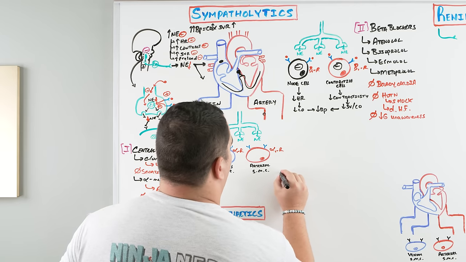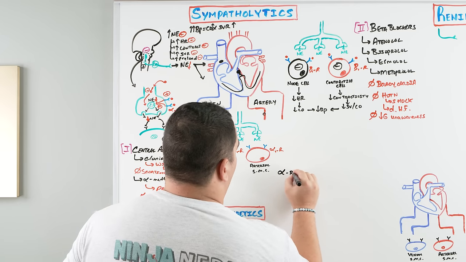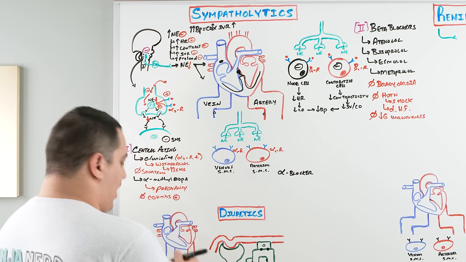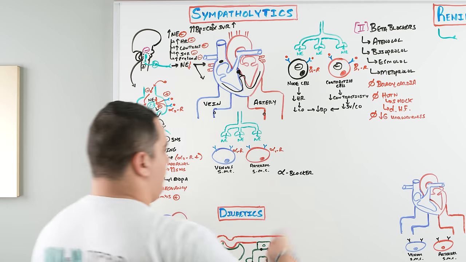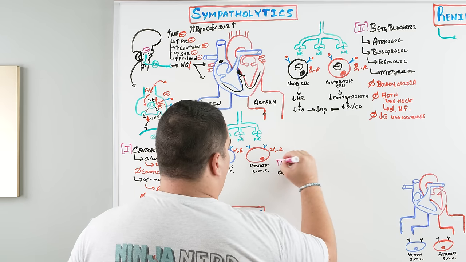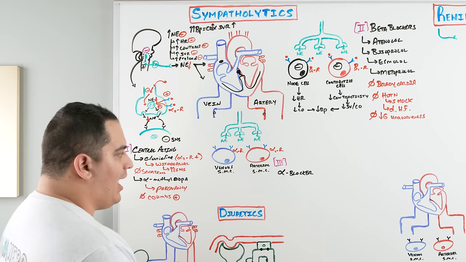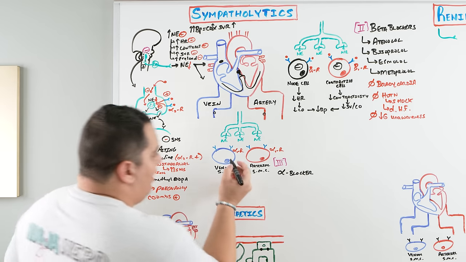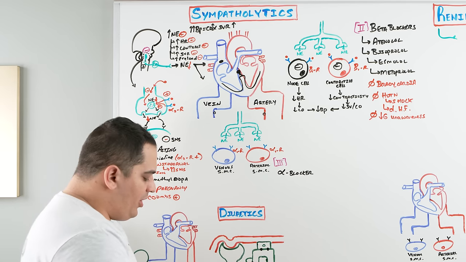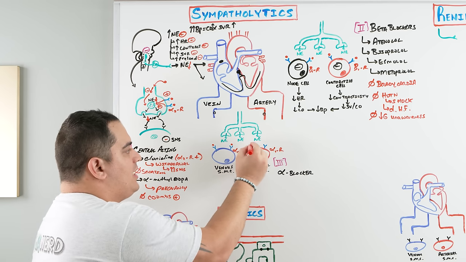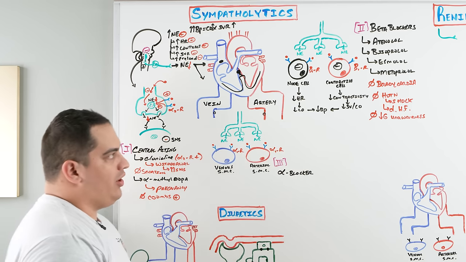So if I give a drug category like an alpha blocker, what's the benefit of giving alpha blockers? Alpha blockers are going to be my third category of drug. Okay, third category. Alpha blockers are interesting because they block the effect of norepinephrine and epinephrine from binding onto these alpha-1 receptors on the veins and on the arteries.